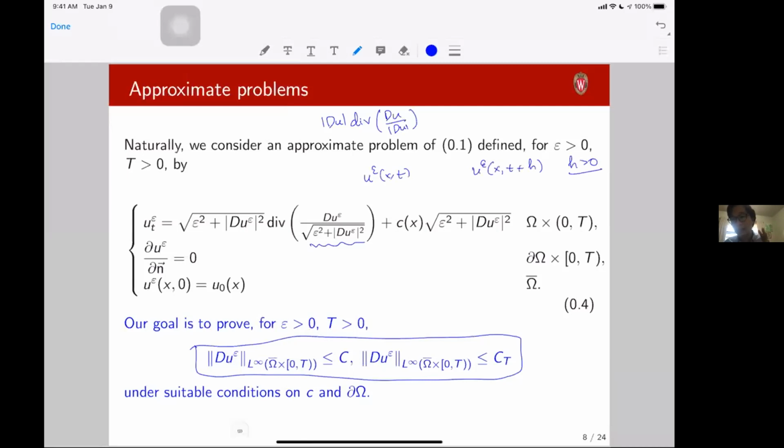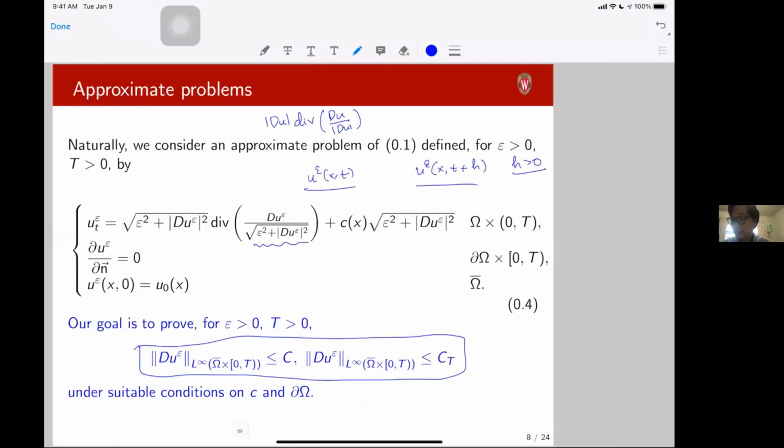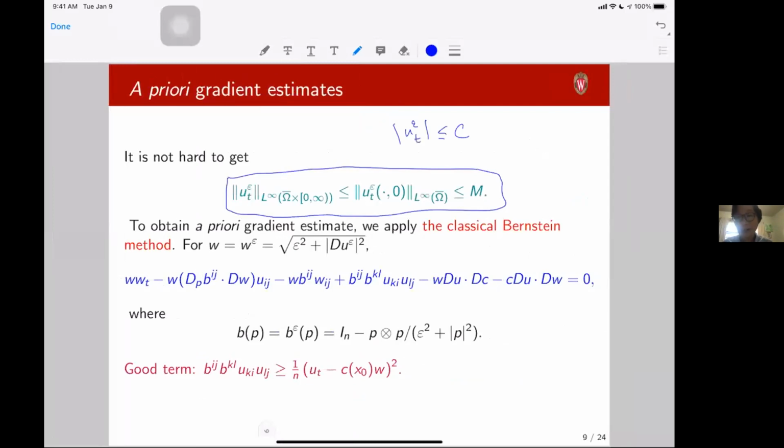In a sense, we are using Noether's principle, right? If we can shift it around, then we can just compare the two solutions. And once we can compare them, by the comparison principle we get that u epsilon t is bounded. That's not hard. Then what remains is that we need to prove that Du epsilon is bounded by a constant C. How do we do that? We use the classical Bernstein method, and because there are a lot of top experts in the audience, let me just tell you briefly.